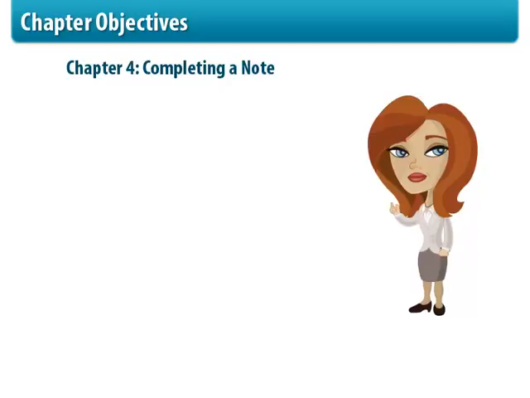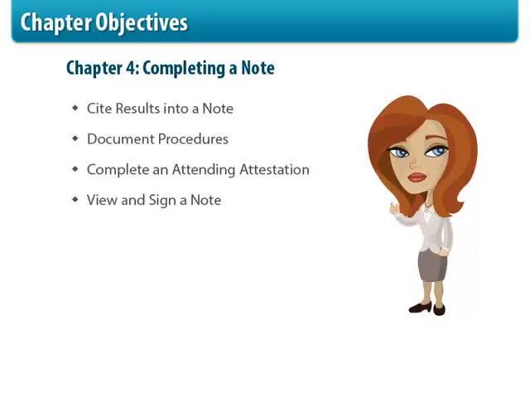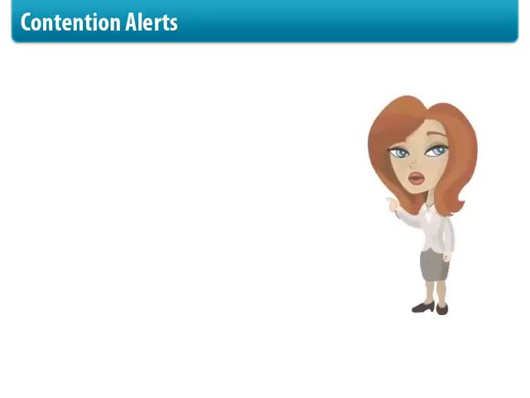In this chapter, we will discuss how to cite results into your note, document procedures, and complete an attending attestation. Finally, we will discuss viewing and signing your note when it is completed. On occasion, you may receive either a passive or active contention alert while you are documenting.